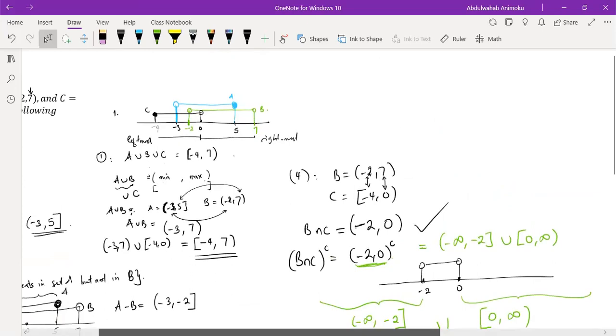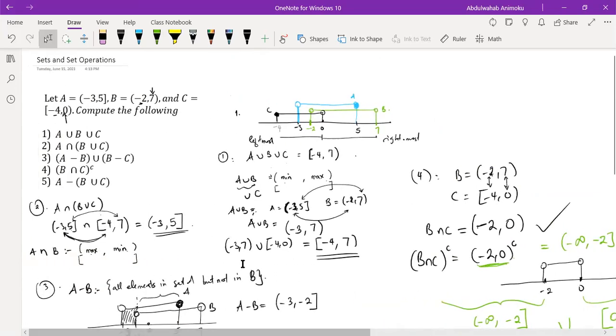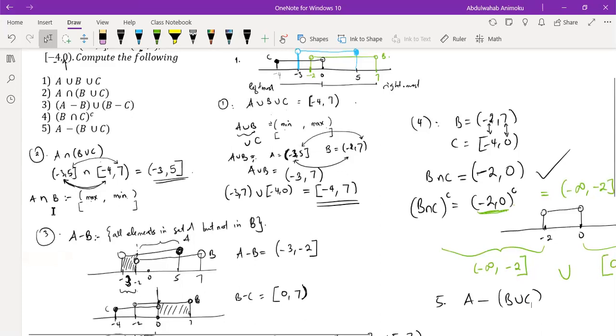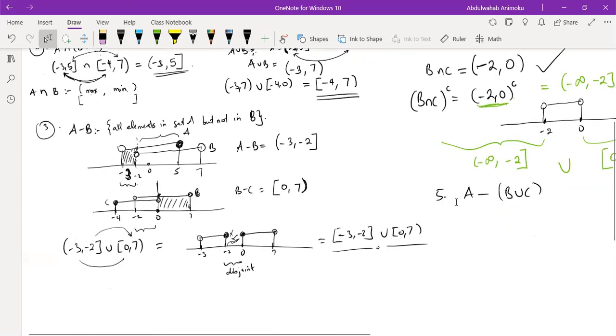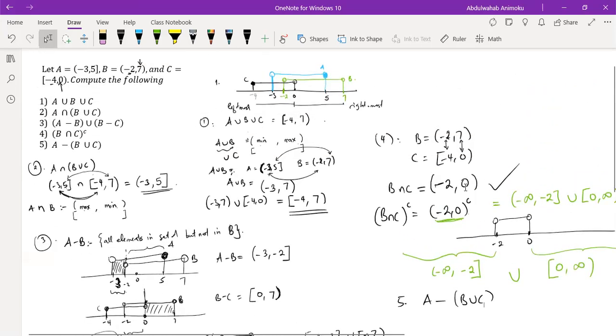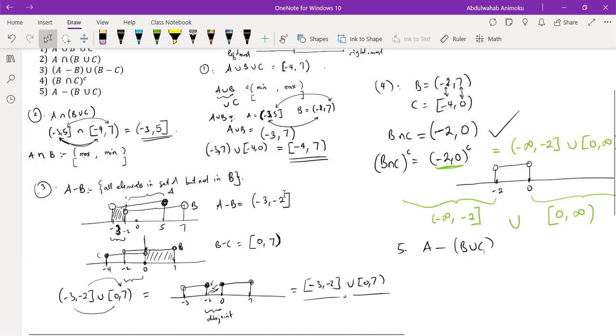Now, the fifth one, which is A difference B union C. So let's look at the fifth one. I think that's what I'm getting, right? B union C. Have we found B union C before? I don't think we did. Oh, okay, we found the intersection, not the union. So let's just use this B and C here to find B union C.